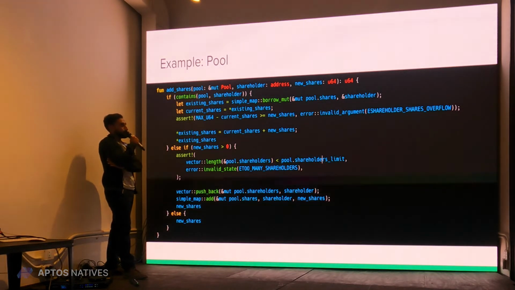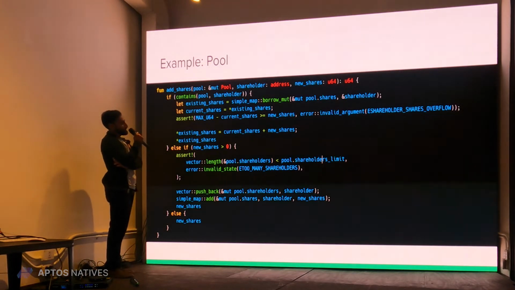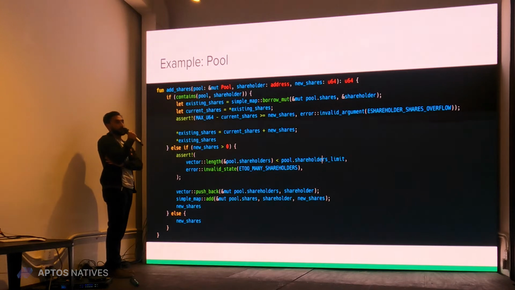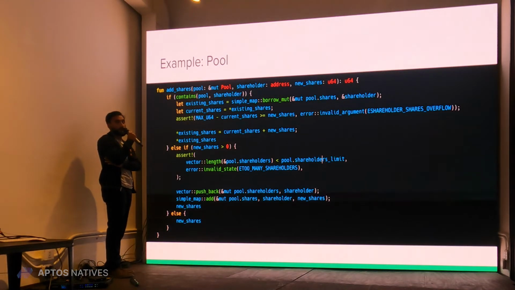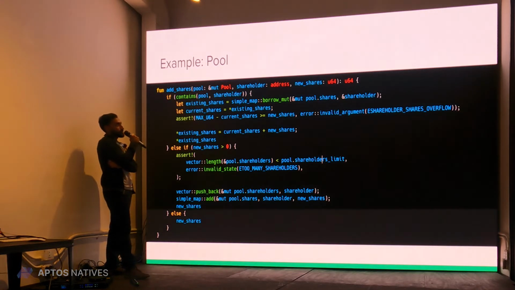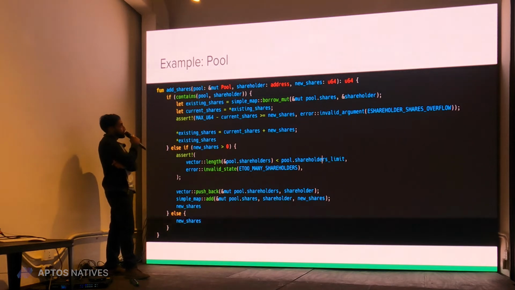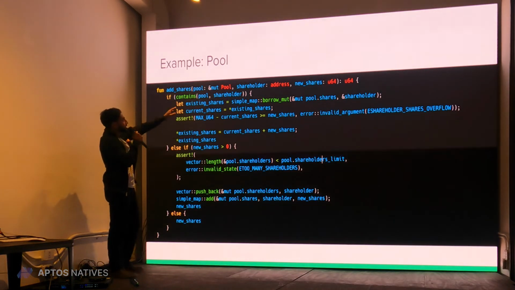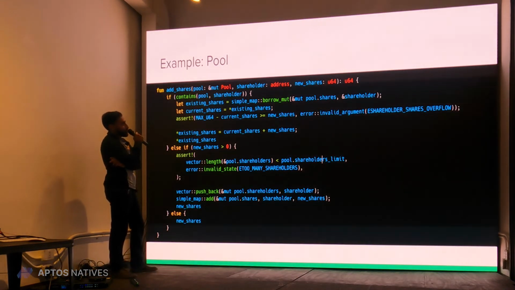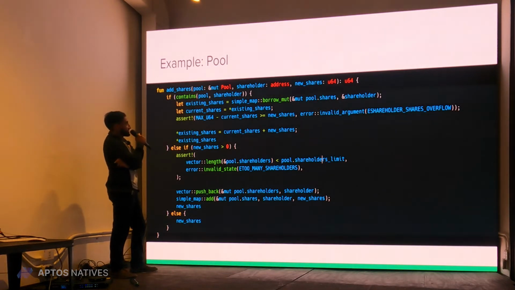How would something like that be implemented in Move code? This is an example of that. So if the pool had 0 tokens and I deposited 10, I'd be minted 10 shares. What I wanted to focus on more was the logic of how this actually looks in Move. We're going to take a particular pool, a shareholder, and how many shares that we want to add.